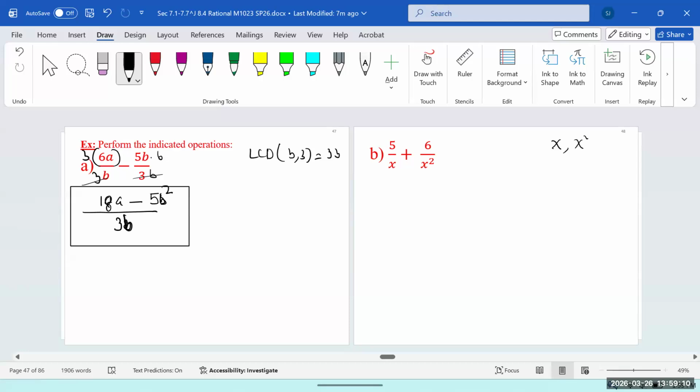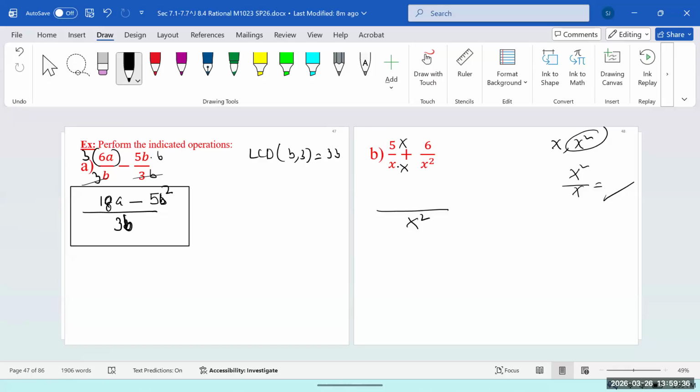Between x and x squared, can you divide x squared by x? So what is our LCD? X squared. So you write your LCD down, x squared. Now in the first denominator, we have x, but we want to have x squared. So what do we need to multiply by? X.